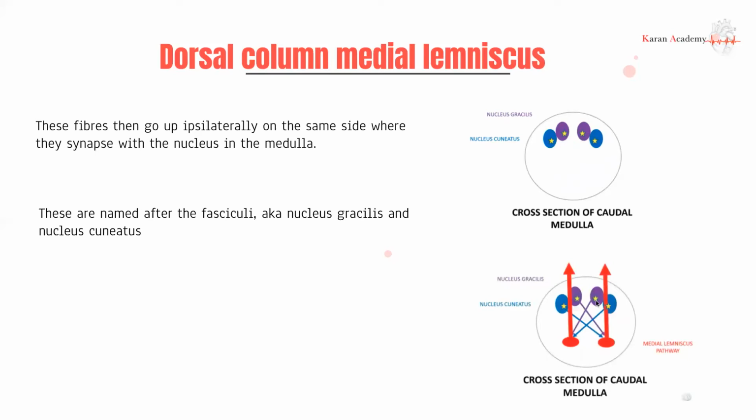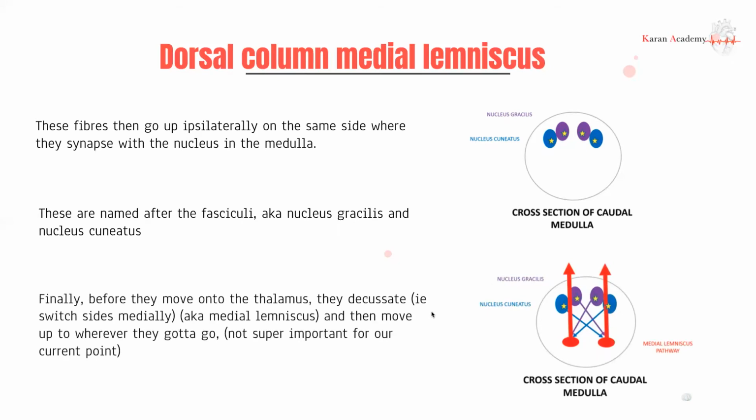What happens then is you have a crossing over, all right? They cross over medially, and then they go up from there. This crossing over, because it's medial, is called the medial lemniscus. Therefore, the name dorsal column medial lemniscus pathway. Once it's crossed over, it goes all the way up to parts that I don't really care about. But that's all you need to know.